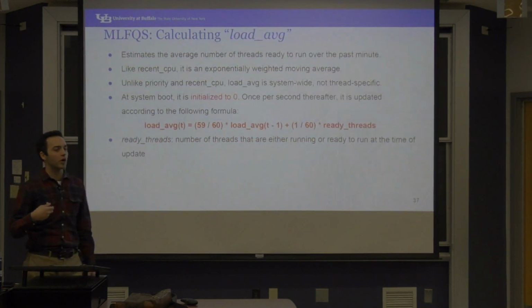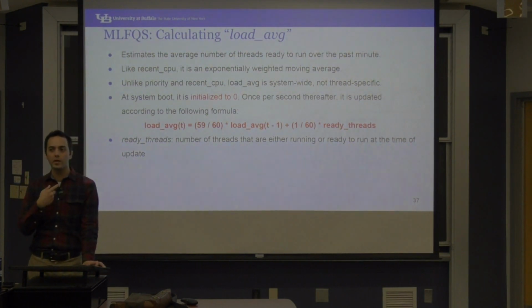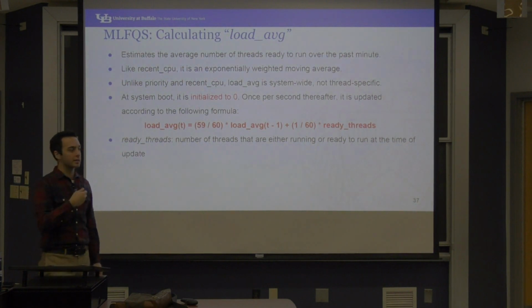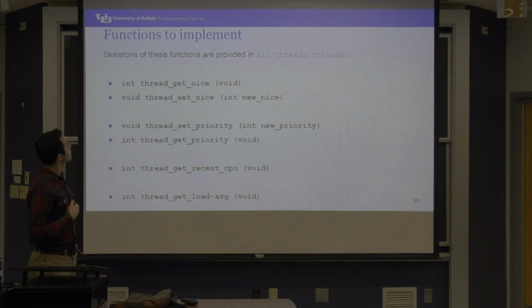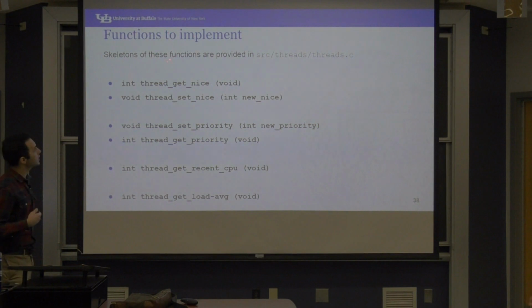These are the last part of your project, so you don't have to worry about them now, but I put it in because you will probably come back to these slides later. We're going to cover the details in the next lectures. These are the functions to implement in your thread.c: get nice, set priority, get priority, recent CPU, load average. These are all the things that you need to implement.